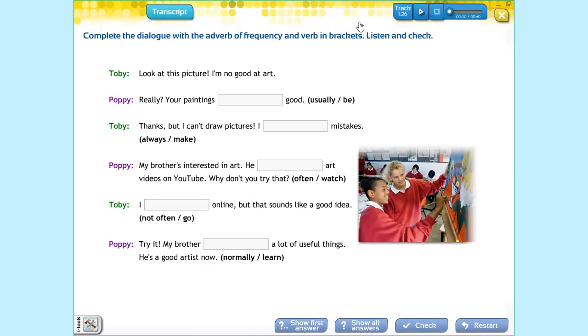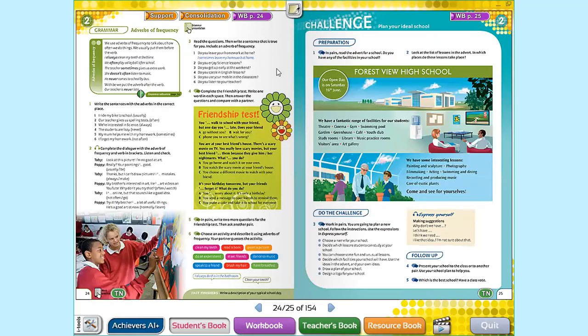Okay. So look at the pictures. This picture, I'm not good at art. Really, your paintings? What's the answer? Are usually good. Remember, verb to be. Are usually good. Thanks. But I can't draw pictures. It says always make mistakes. Yes, I always make mistakes. Okay, you complete the others, please. Okay, let's continue. Let's see.